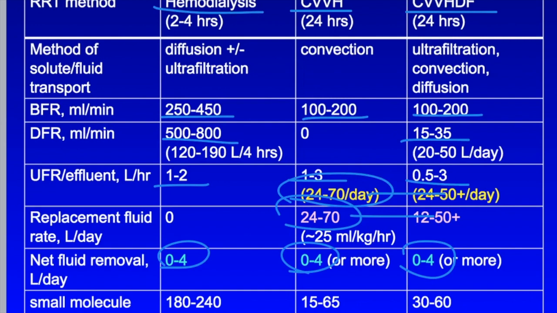Note that the clearances of small molecules in both types of continuous therapy are about the same, even though CVVH uses convection only, while CVVH-DF employs convection and diffusion. The reason for the equal clearances is that small molecules diffuse readily across the membrane so that they are very efficiently removed by either dialysis with diffusion or CVVH with convection.